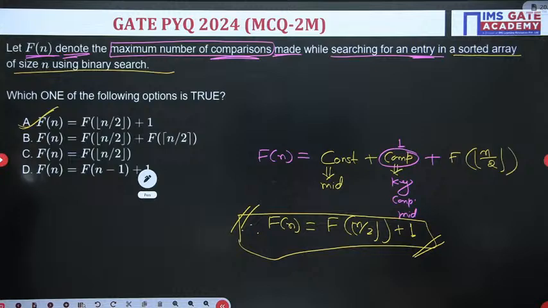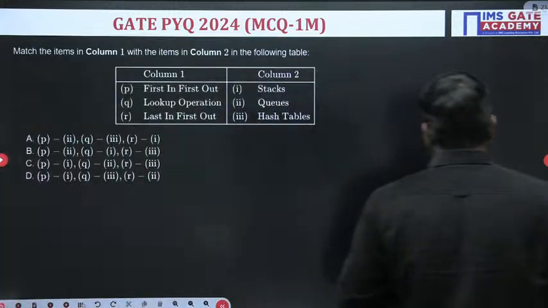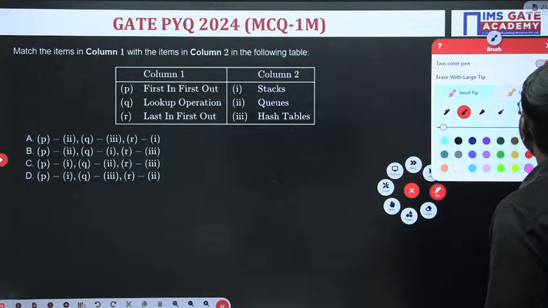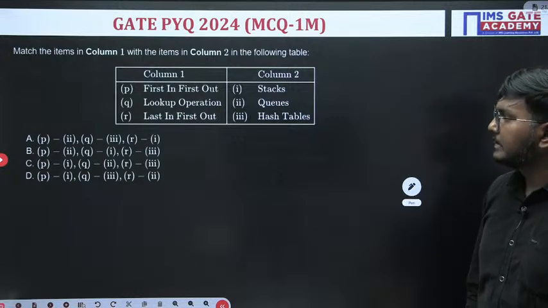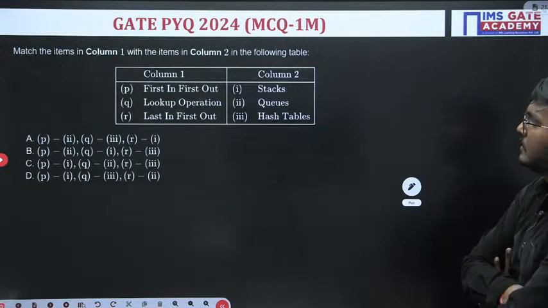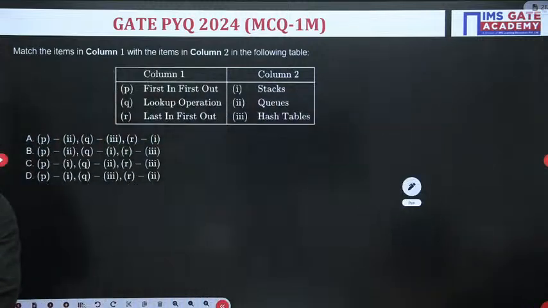Very good. Now solve these questions. Easy. Quickly solve this question. MCQ, 1 mark. Quickly solve. Okay. Maximum number of comparisons in the binary search: ceil of log n. Absolutely, yeah.